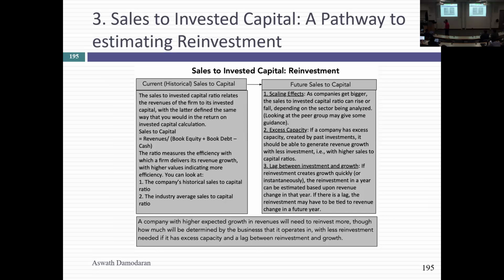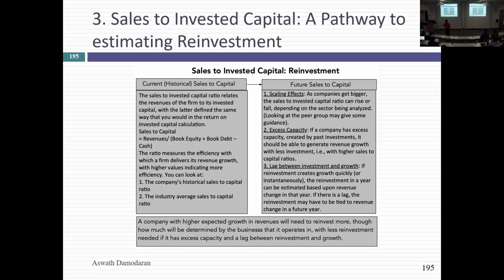Of the three numbers, this is the number that always gives me the most trouble. It gives me the most trouble because while I can look at industry averages and company-specific numbers, here are the factors that can throw off your estimate. What is the scaling effect? As companies get bigger, will they need to reinvest less or more to get the same revenues? I don't know the answer. It depends on the business.